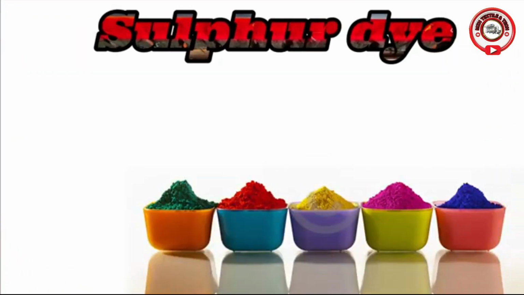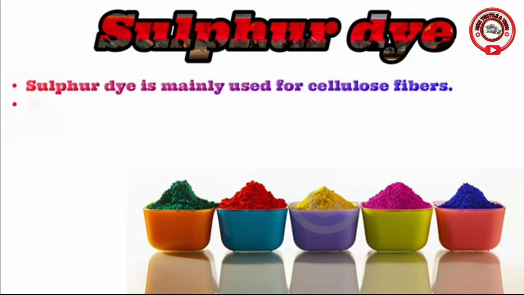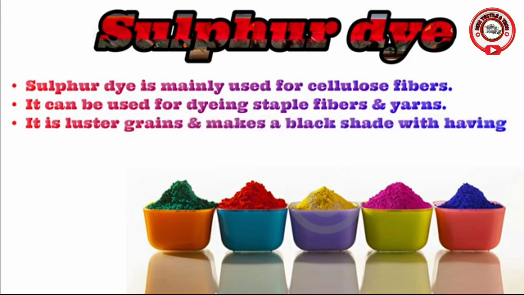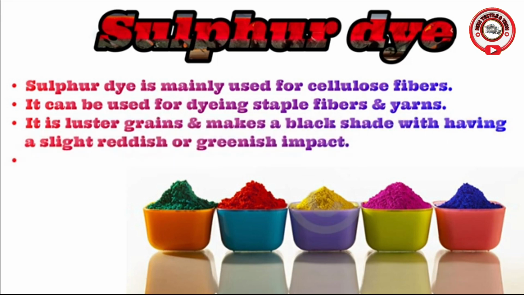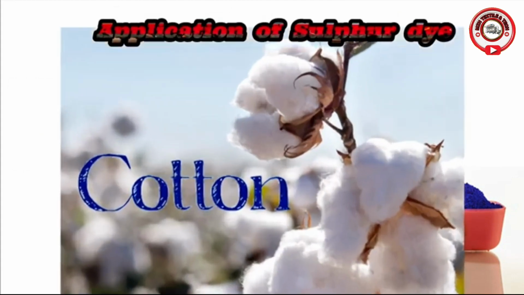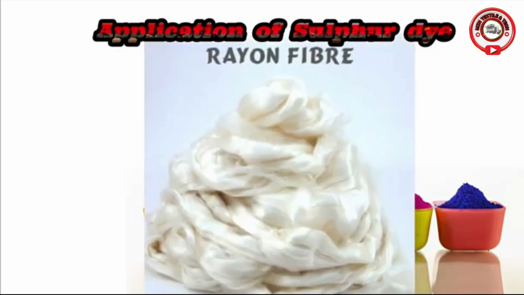Sulfur dye. Sulfur dye is mainly used for cellulose fibers. It can be used for dyeing staple fibers and yarns. It has lustrous grains and makes a black shade with a slight reddish or greenish impact. It has good light fastness properties. It is used for cotton, viscose, and rayon.